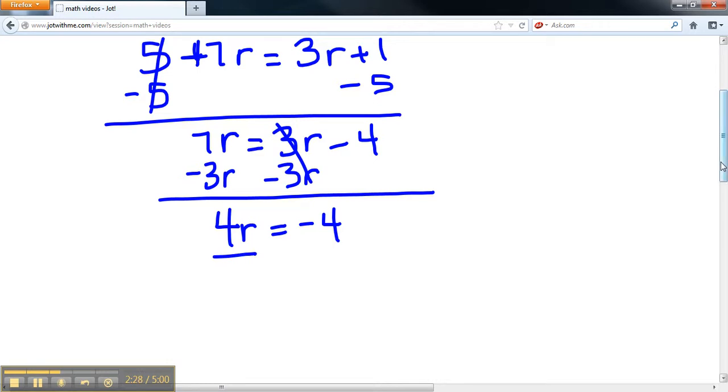Okay. Now I still have a number that's multiplied by my r, and I want r all by itself. So I'm going to divide by that number, which is a 4, and I will get r equals negative 4 divided by 4, which is negative 1. So that's my solution to my equation.